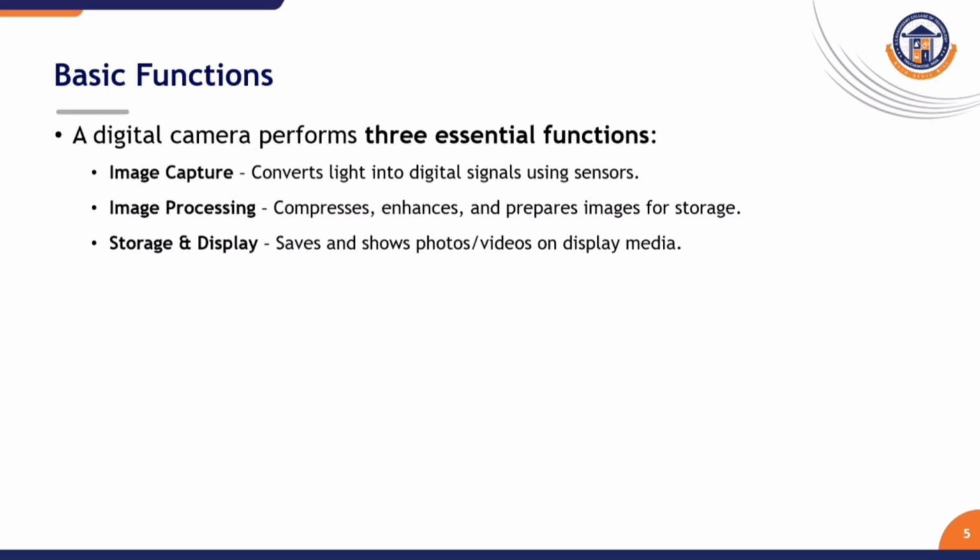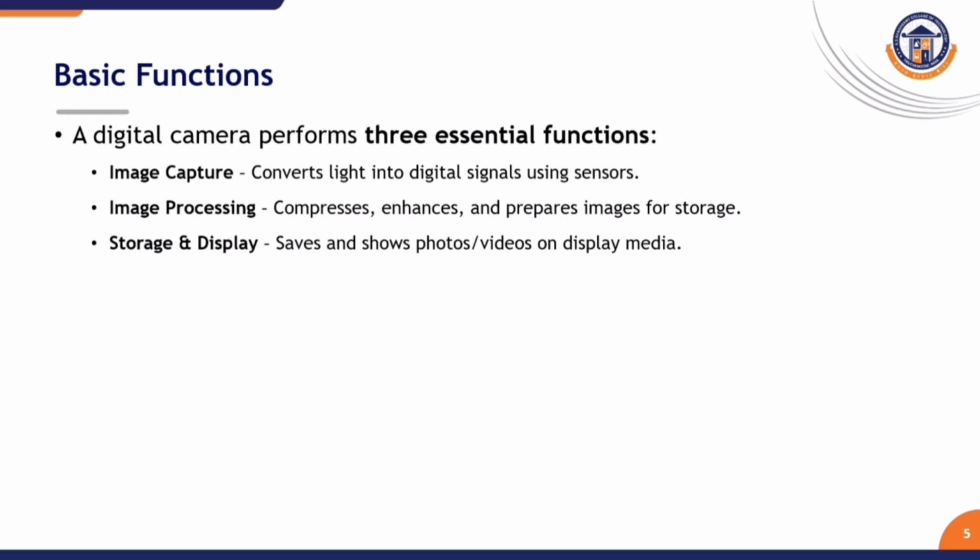A digital camera performs three essential functions. First one is image capturing. Generally, image capturing happens by converting light into digital signals using sensors. Let us discuss how it happens. Light enters through the lens, falls on the CMOS or CCD sensor. The sensor converts light into electrical signals. These signals are converted into digital data. This is the input stage of an embedded system.